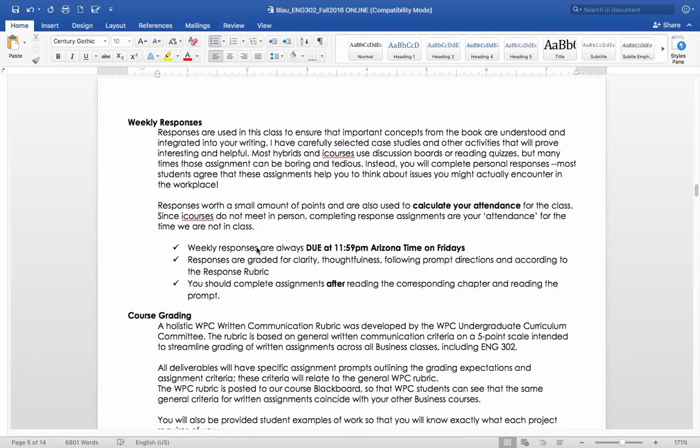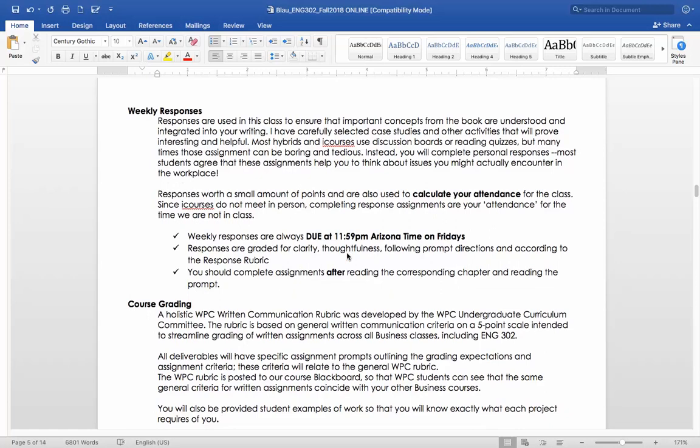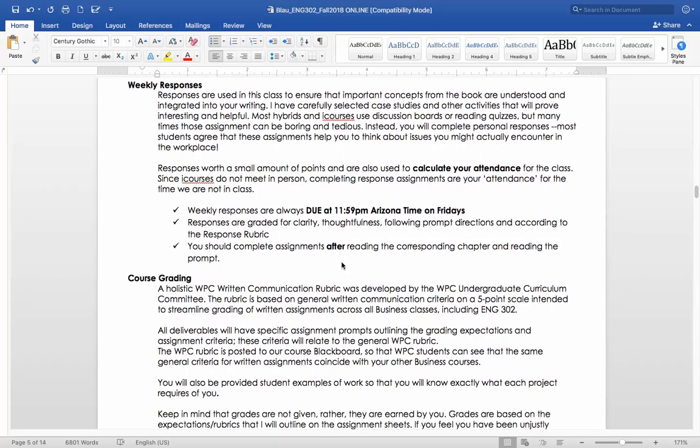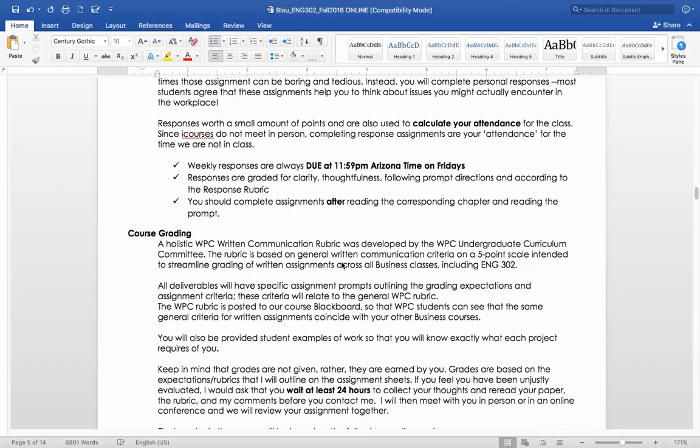So weekly responses are always due before midnight on Fridays, and you can see the schedule in the syllabus. They're not every week, but they're almost every week throughout the semester. They're graded for clarity, thoughtfulness, and following the directions, and you should do your reading and complete everything. You should complete your response after reading all of the chapters and the prompts. So you want to make sure that maybe at the beginning of the week you read the response so you know what's expected, and then you're thinking about it throughout the week.